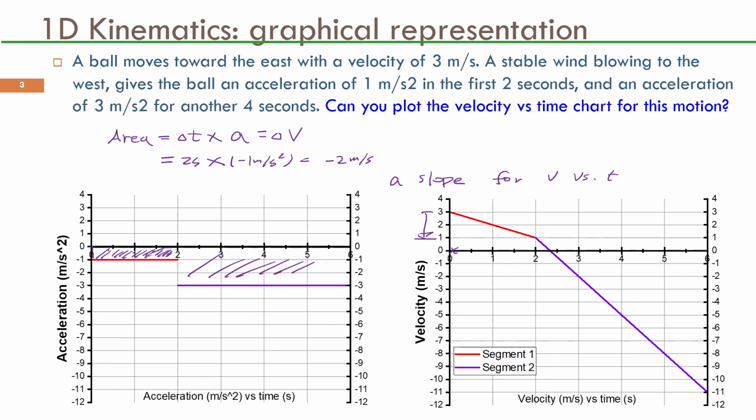You can calculate the area here. So the area for this bigger rectangle, which is my base, which is 4 seconds, and my height, which is minus 3 meter per second squared, which is minus 12 meter per second. So that means my velocity here at 1 meter per second should decrease by 12, which ends up to minus 11. This is exactly what I get. All right, so now we know how to get the velocity versus time chart from acceleration versus time.